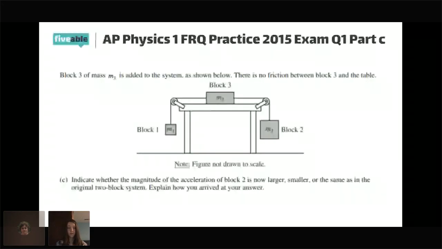So it says block 3 of mass M3 is added to the system as shown below. There's no friction between block 3 and the table, and it says indicate whether the magnitude of the acceleration of block 2 is now larger, smaller, or the same as in the original two-block system. Explain how you arrived at your answer.